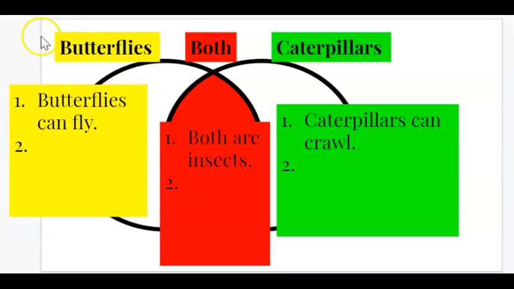I know that only butterflies can fly. Caterpillars can certainly not fly. So I would fill it in this section here. I know that caterpillars can crawl. Now that I think about that, butterflies can crawl. So that wouldn't make any sense for me to put that there. This is what I'm going to say instead.